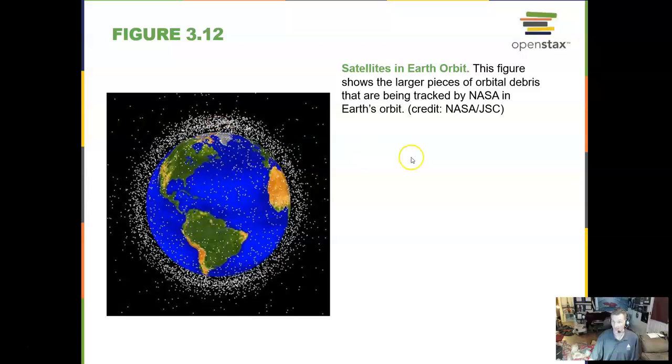Here is a plot of some of the many satellites in Earth orbit, and these are all tracked by the Johnson Space Center, a part of NASA in Houston, Texas. I have a colleague at another university whose research is on space debris.